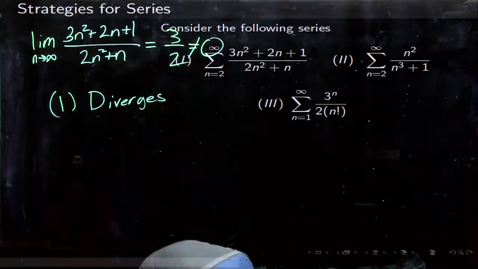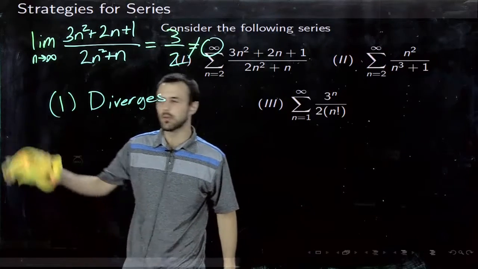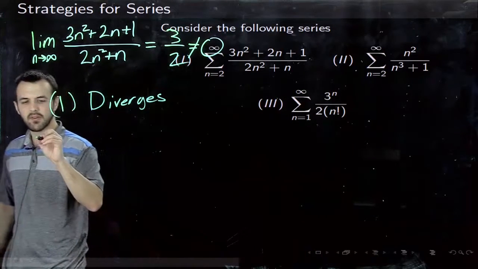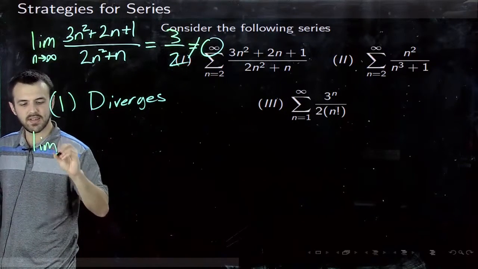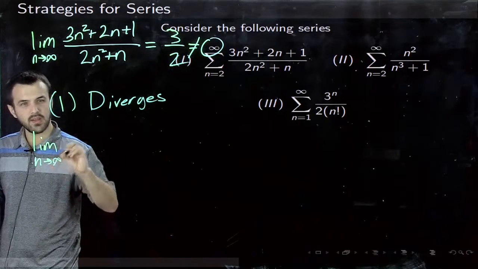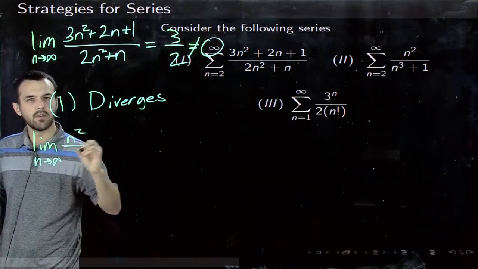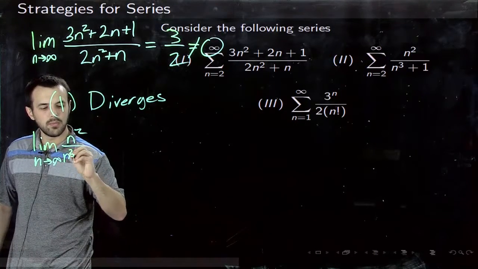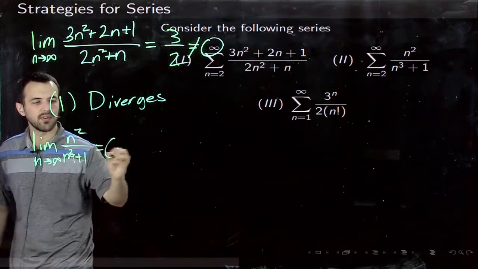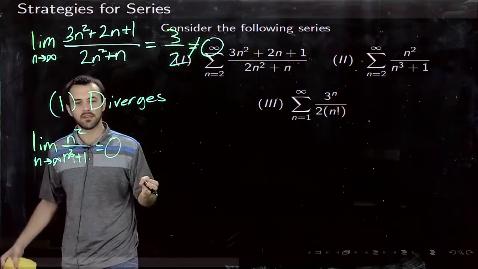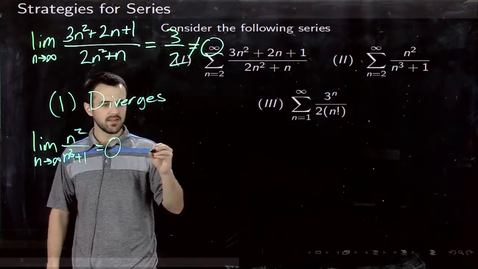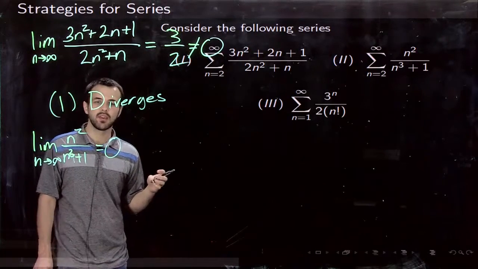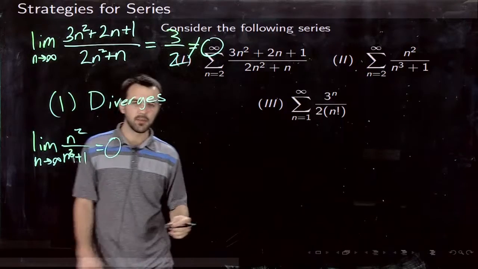All right, let's think about number 2 there. So this time we could do the test for divergence real quick just to see. The limit as n goes to infinity of n squared over n cubed plus 1 equals 0, so the test for divergence doesn't give us anything. Let's think about what that seems similar to. What do you think that would be? We're probably going to think about the limit comparison test now.